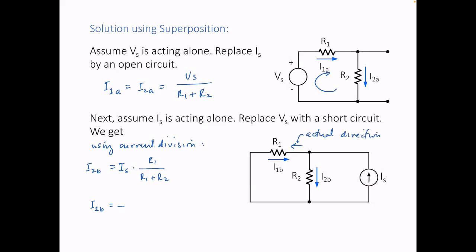Remember, this is current division. So itong IS na to, pagdating dito, we'll split, one component going this way, the other component going this way. That's why I1B is negative. So there's going to be IS multiplied by R2 over R1 plus R2.